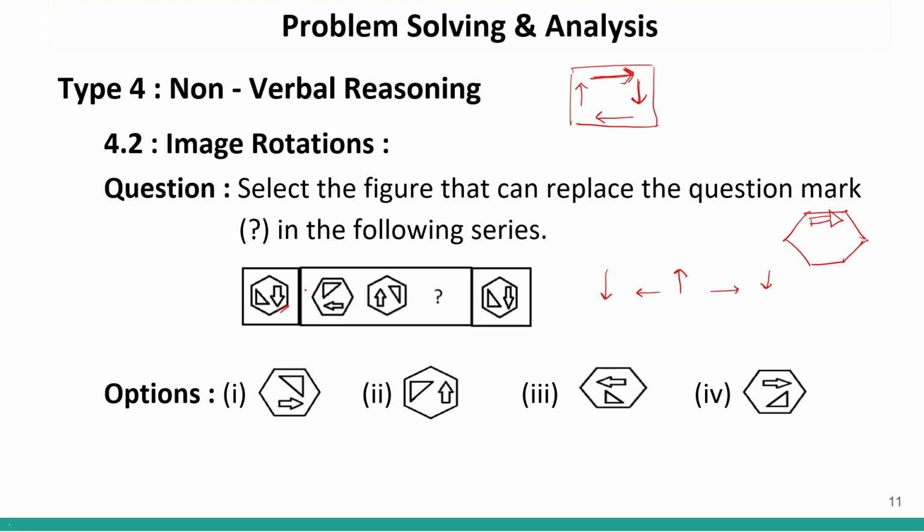Then let us look at the triangle. So again I am using the square to make you understand. So the first triangle is like this, the second triangle is like this, the third triangle is like this, so the fourth triangle will be over here. Correct? So the fourth triangle will look something like this, and the fifth triangle again is back at this position over here. So my final image will look something like this, and this is given in option number 4. So option number 4 will be your correct answer to this question, that is non-verbal reasoning part 2, image rotations.